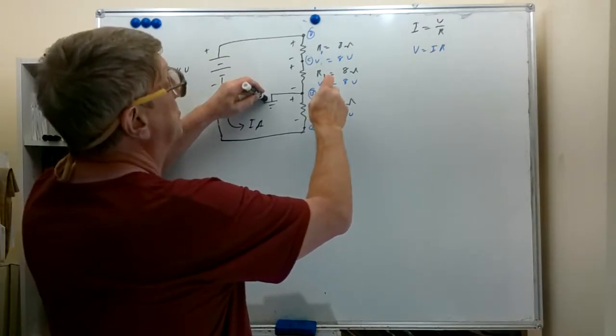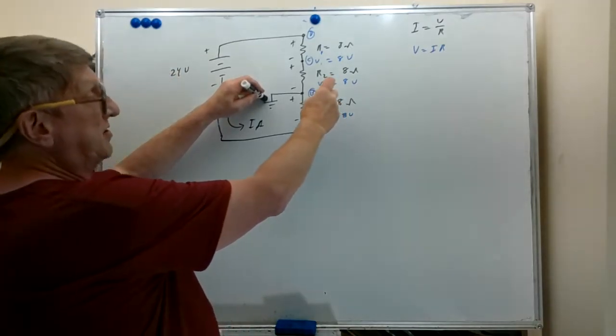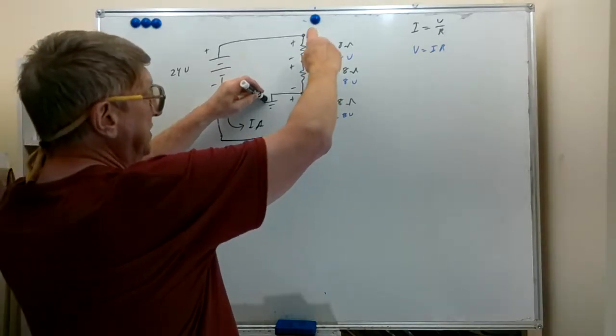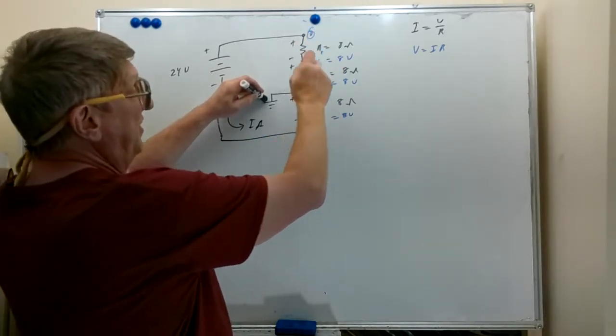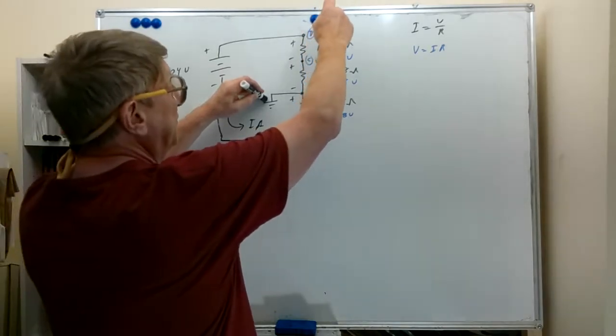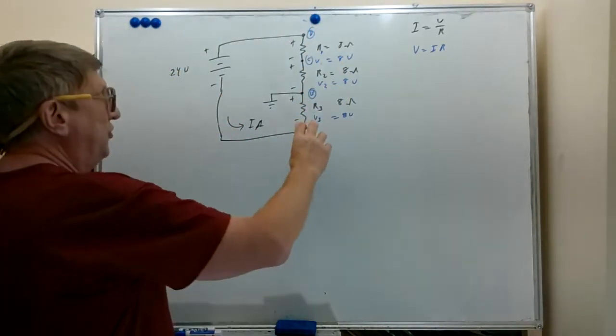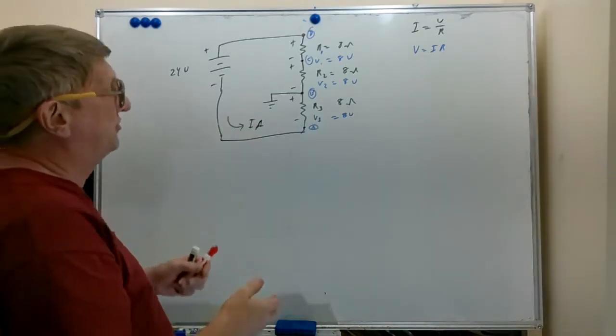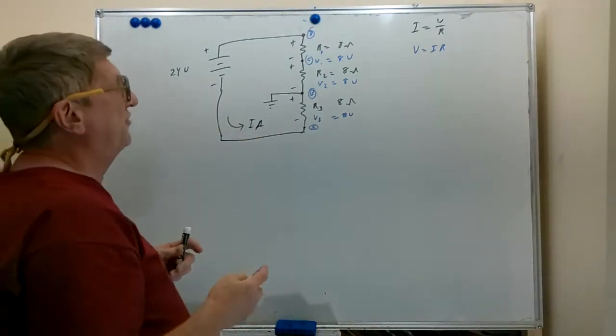Go to another B, you're going to see 0 volts. We go up to C, now we're going to see positive 8 volts. We go up to D, we're going to see positive 16 volts. The voltages across each of the resistors are still the same, the same polarity. We just reference them to a different point.